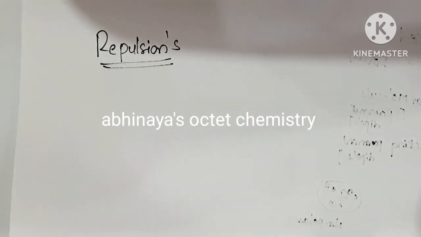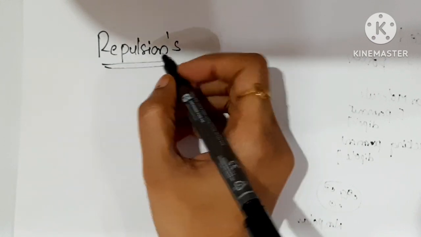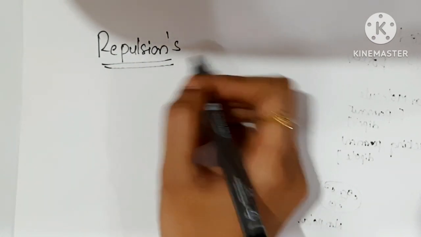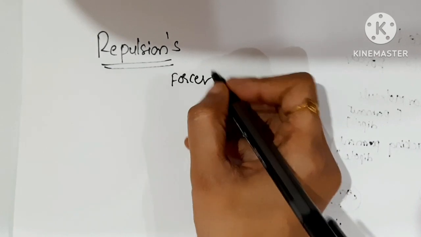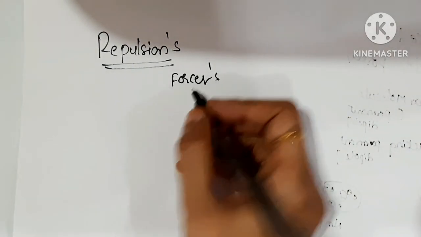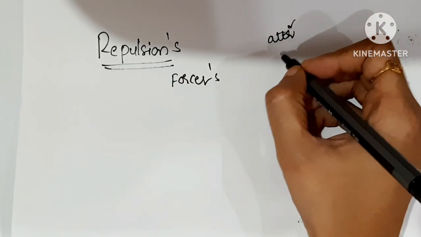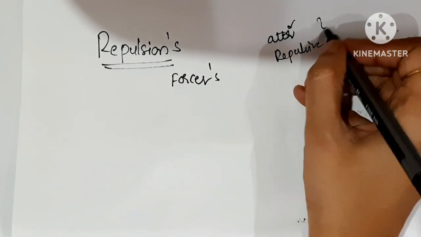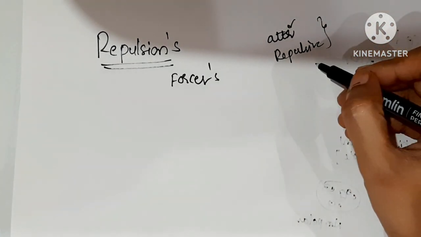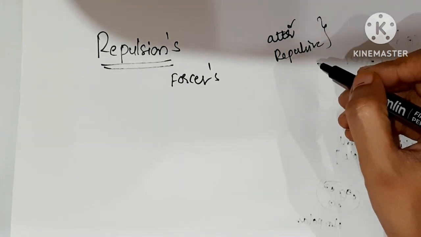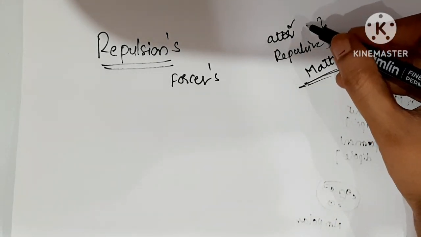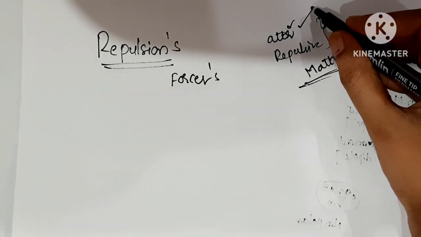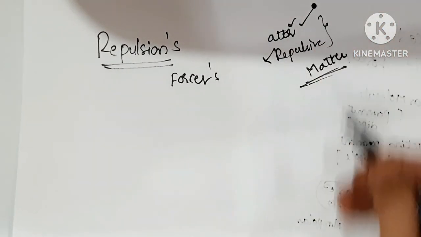In this video, I am explaining repulsive forces, that means repulsions between the electron clouds present in the molecules. In my last video, I already told you about attractive forces and repulsive forces present in the interacting particles in matter. I explained attractive forces: London dispersion forces, dipole-dipole forces, and dipole-induced dipole forces. In this video, I am explaining repulsive forces.